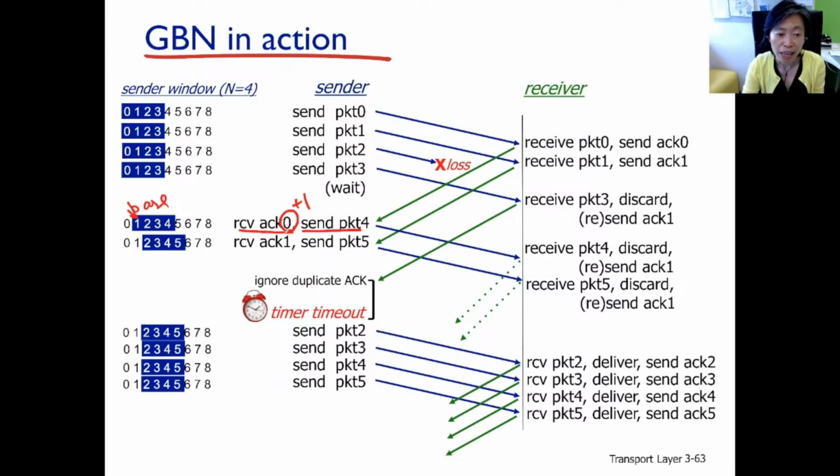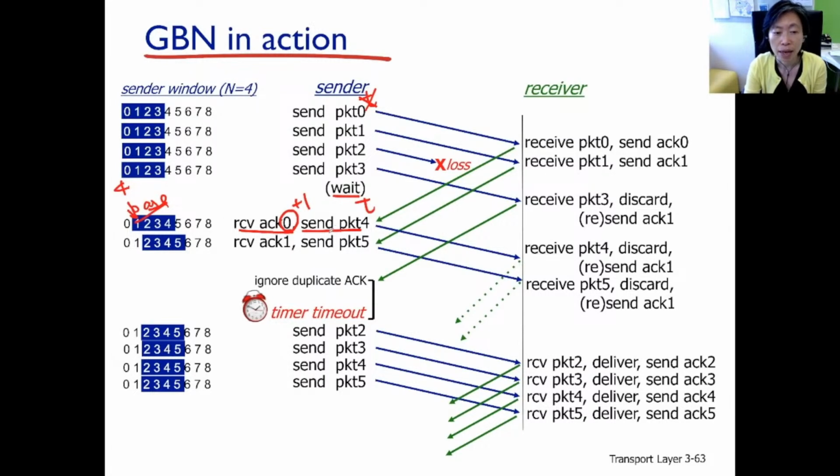So base is 1, and next seq num was previously 4, isn't it? That's why we are waiting here. So we cannot be stopping the timer. Instead, we should restart the timer. So this timer here, originally ticking, will be canceled and we restart the timer. And that timer is going to be associated with the new base, which is 1 over here.